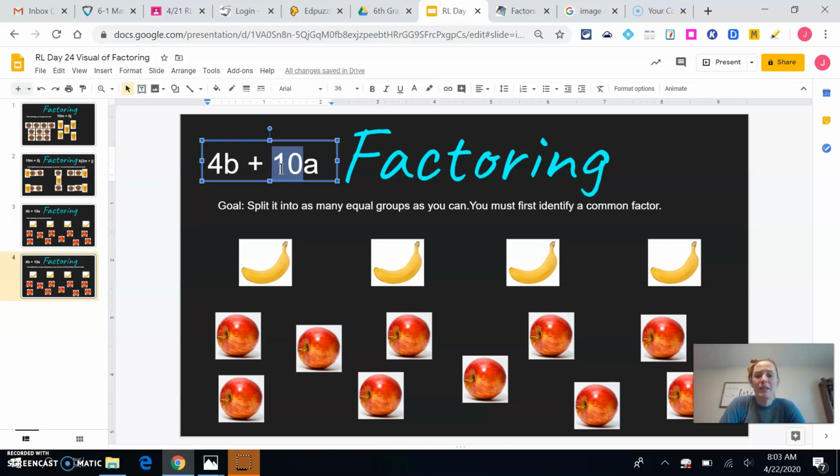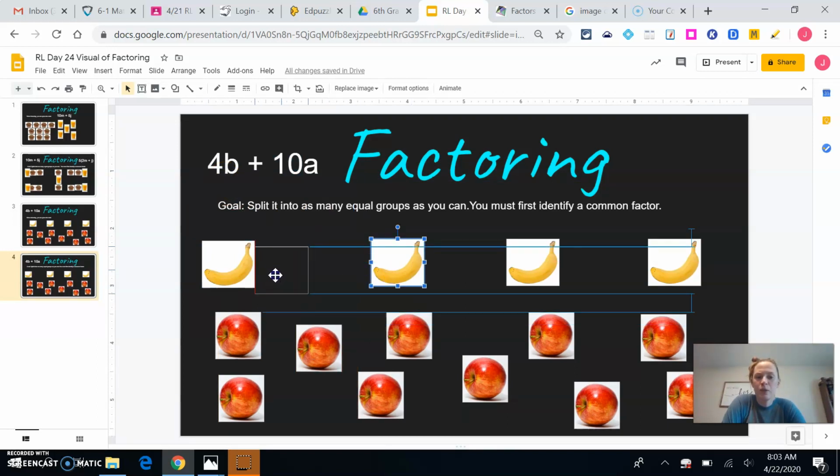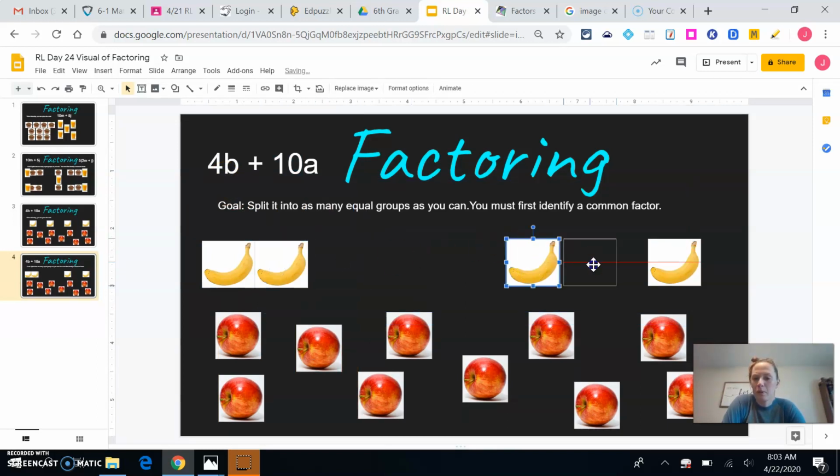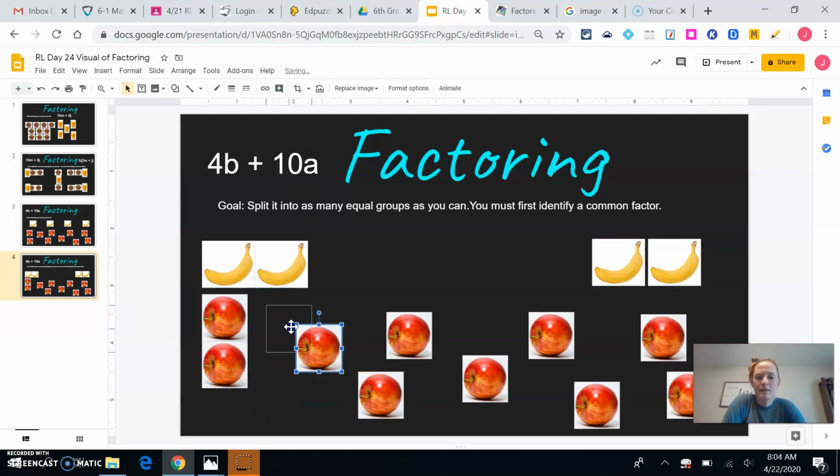Now, to group it into 1 would mean one person gets all of this fruit. We want to split it into as many groups as possible, so we're going to try to divide it into 2 groups. If I do 4 bananas, 4 divided by 2 is going to be 2 in each group. So I'm going to put 2 over there and 2 over here. 10 divided by 2 is going to give you 5. So I'm going to put 5 apples in each group.